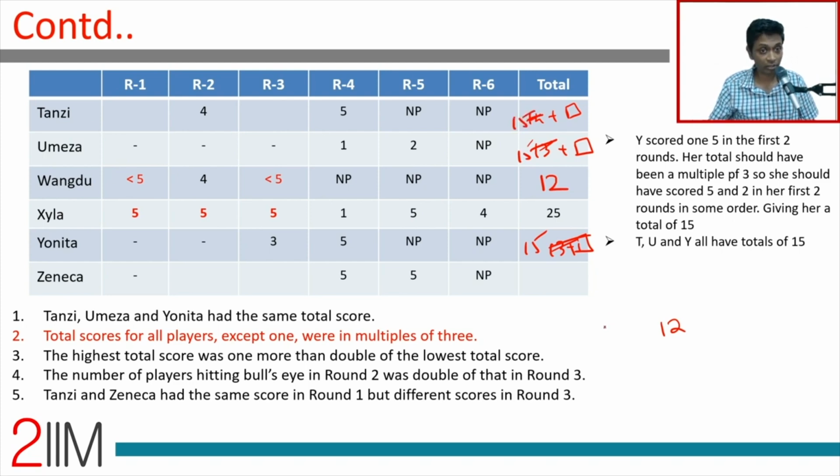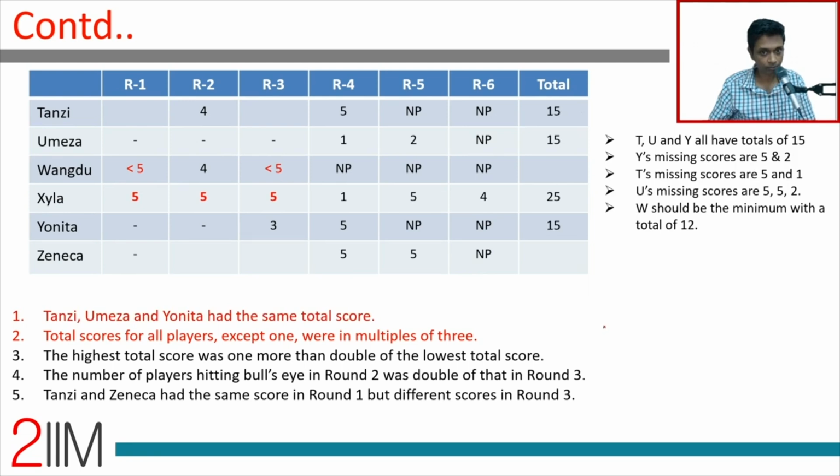15, 15, 15. That's the total. Wonderful. So far, so good. So these two should be 4. That one was easy because the total should add up to 12.